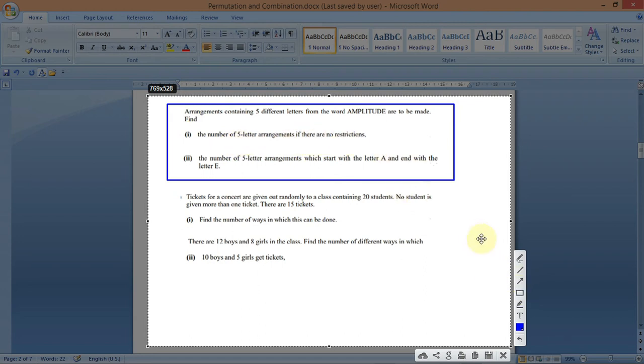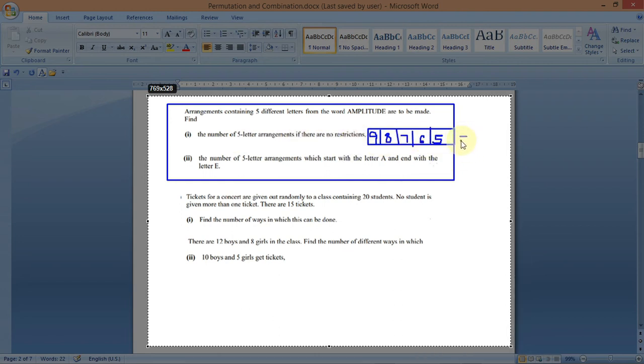So I should go ahead with my conventional method. Just draw your rectangular box, and I'll divide it into 5: 1, 2, 3, 4 and 5. Now, how many letter word is this amplitude? 1, 2, 3, 4, 5, 6, 7, 8, 9. So 9 letter word, meaning that any of the 9 can start. So 9, 8, 7, 6, 5, because I want 5 letters without restriction. That will be the answer.